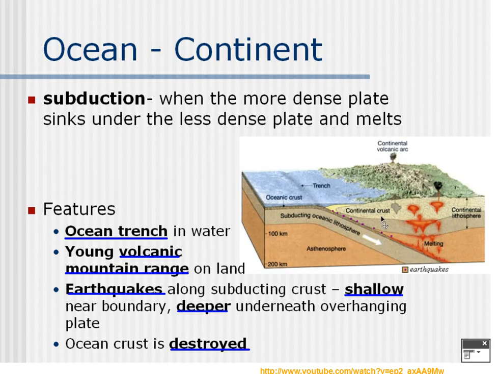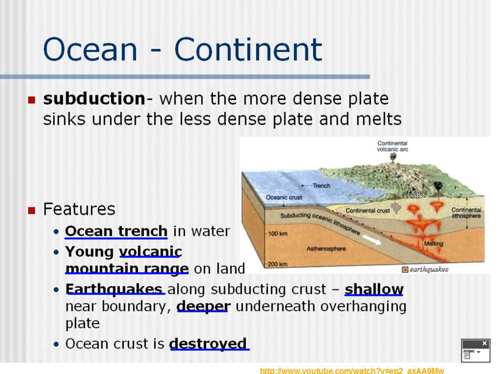Next, we get an ocean-continent collision, and this is a lot like an ocean-ocean collision. We still get the ocean trench. We still get earthquakes, shallow near the trench and deeper further away. And we still get lava boiling up towards the surface as the ocean crust melts. And it is always the ocean crust that loses the battle. Continental crust is too low density to sink.